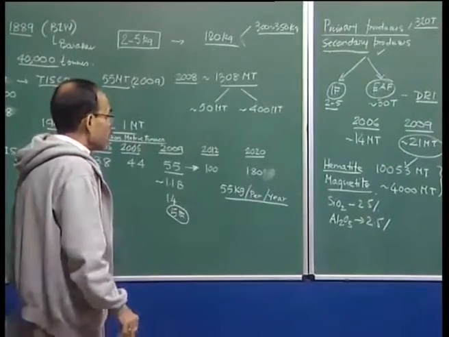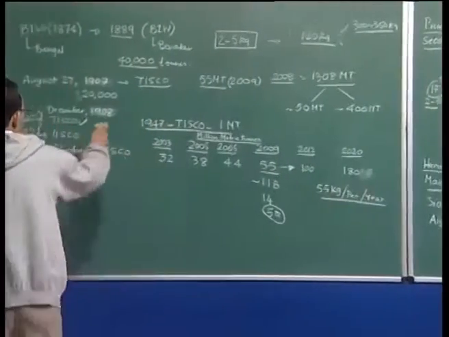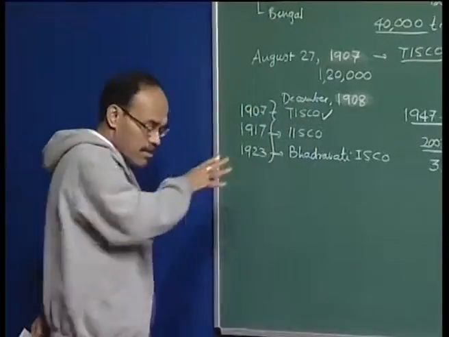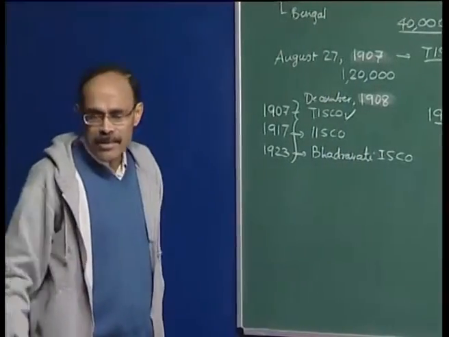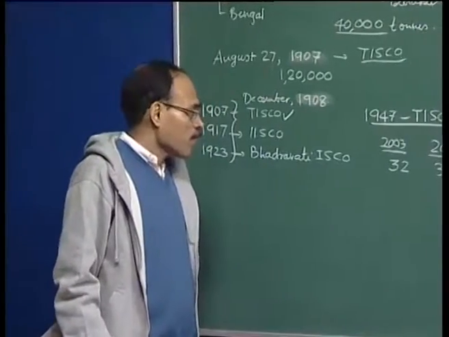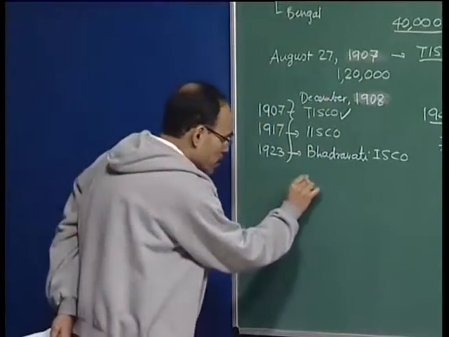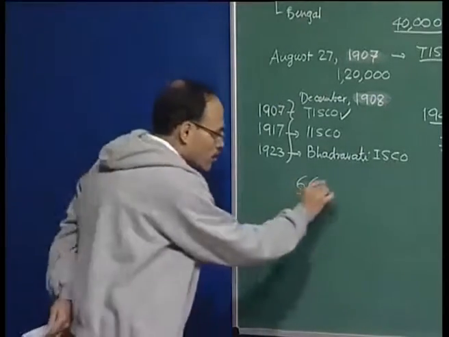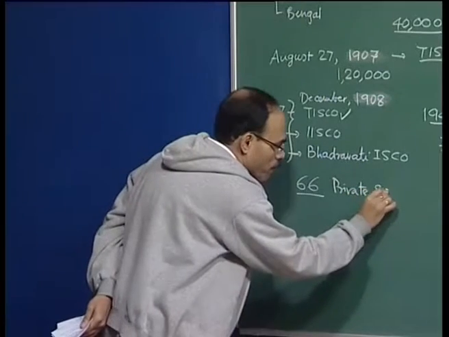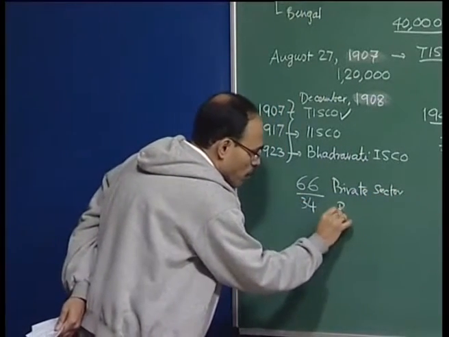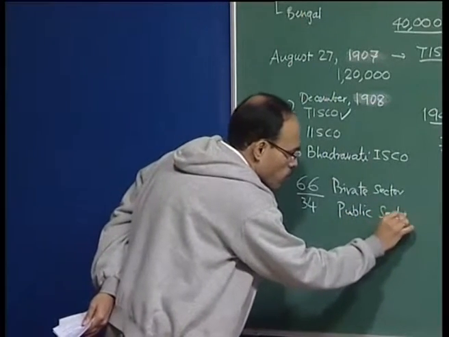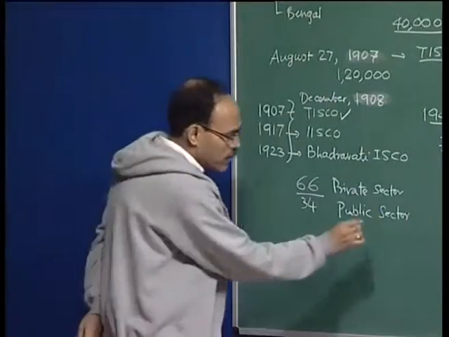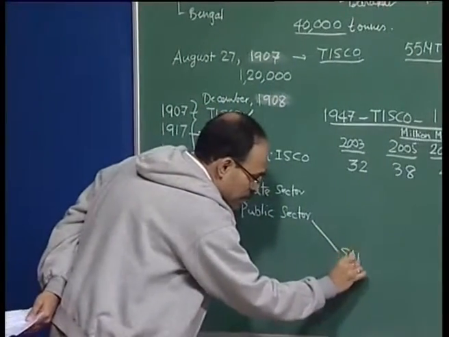Now, we have many players which have come to manufacture iron and steel in the country, and after independence, both private and public sector steel industries have grown remarkably, and today I think roughly 66% of Indian steel produced is through the private sector, and 34% of steel is through the public sector. In the public sector steel plants, we have, for example, SAIL plants. There are many such, and RINL.